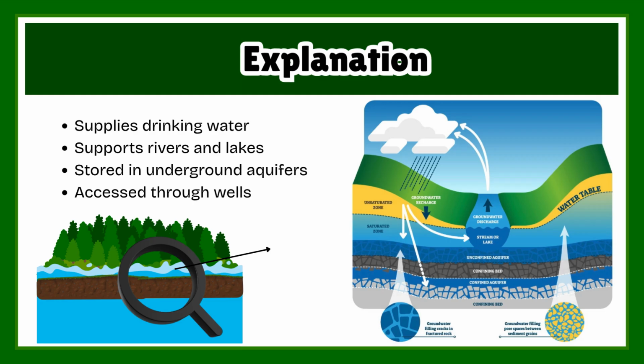Groundwater is very important because it supplies drinking water for many communities. It helps farmers irrigate crops, and it supports rivers, especially when it doesn't rain a lot. And a lot of groundwater is stored underground in layers called aquifers, which are made of rock or soil that can hold the water. And wells are often drilled into those aquifers so people can bring the underground water up to the surface.